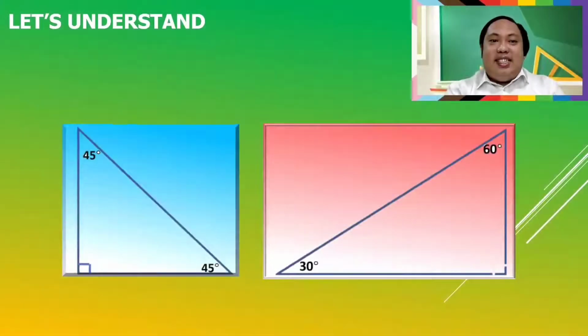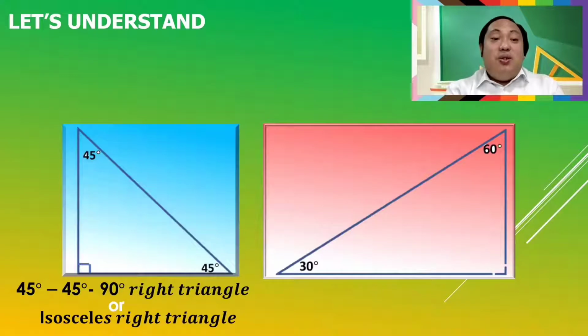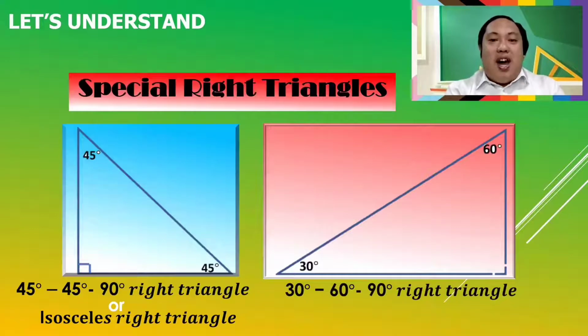Let's understand. What can you say about the two figures? What are the names of these figures? Okay, we have the 45 degrees, 45 degrees, 90 degrees right triangle, the blue one, or isosceles right triangle, in the sense that the two legs in a 45-45-90 right triangle are equal. Then we have the 30 degrees, 60 degrees, 90 degrees right triangle in the red one, and they are special right triangles.